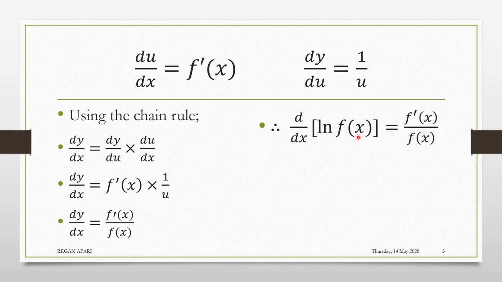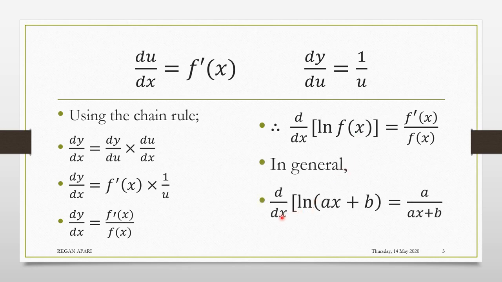It's that simple. So now in general, when you are given any natural log, any ln, you differentiate what is inside, and when we differentiate ax plus b, we will have a. Then you divide by the same function that you differentiated, and that is ax plus b, and you are done. So now let's practice some examples and see how this actually works.